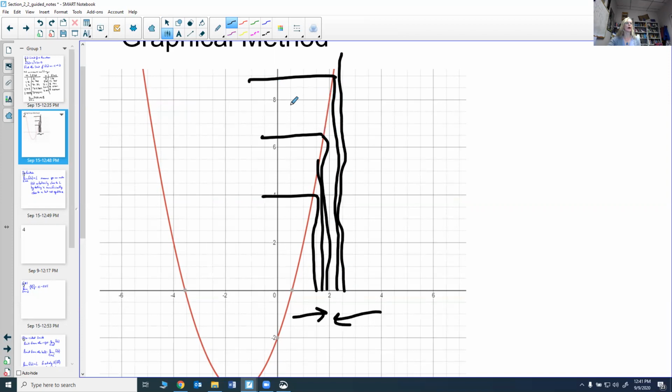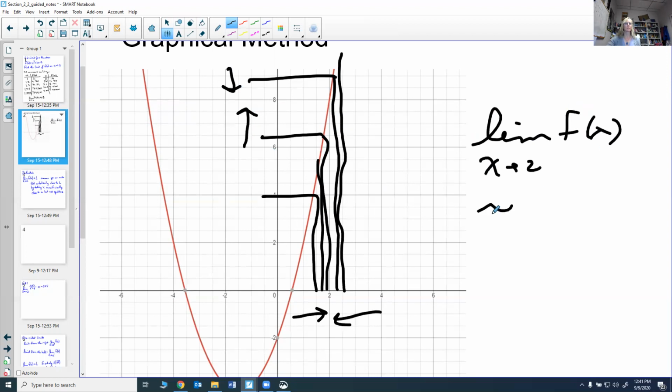And it looks like as we're moving in on 2 from both sides, top and bottom, we're heading towards 8. So we can see graphically that we look like we're heading to 8 also. So the limit as x goes to 2 of my function looks like it's about 8. This isn't perfect, and that's why I have approximately equal to, because I don't know for sure that it's 8. There might be something weird that happens really close to 8. But we're going to say it's probably 8.